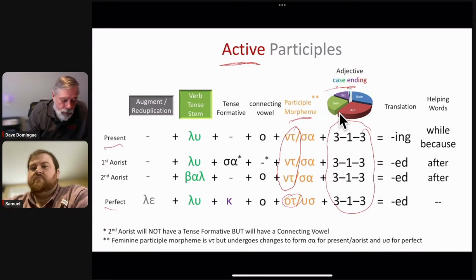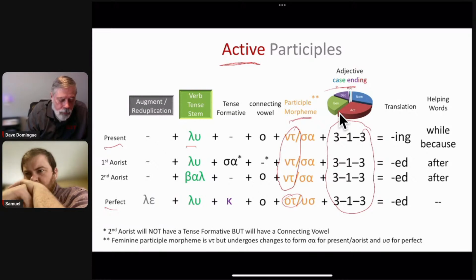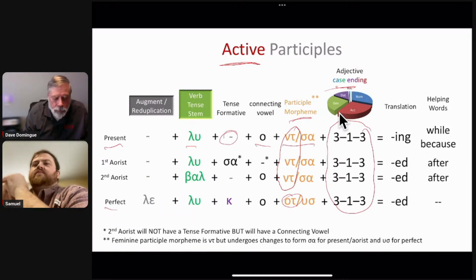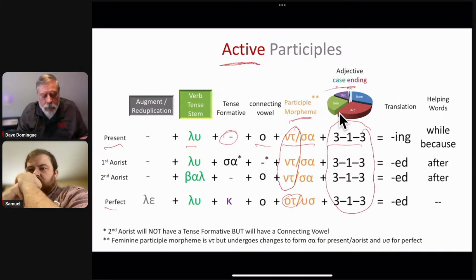And on the present tense, we're going to use our present tense stem. There is no tense formative. We have a connecting vowel with a participle morpheme. We're using a 3-1-3 ending, and we're typically putting an -ing ending on that participle, just like in English, and we'll often use a "while" or "because" helping word.